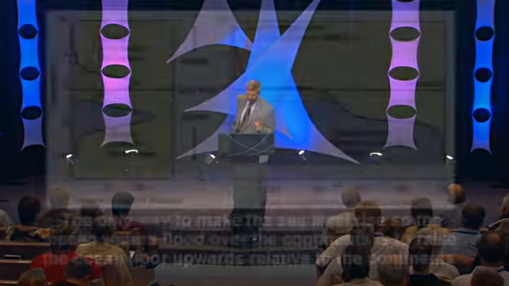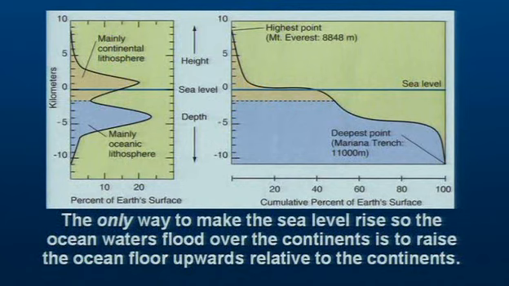Which came first? Well, here's the answer. The only way to make the sea level rise so the ocean waters flood the continents is to raise the ocean floor upwards relative to the continents. So if the ocean floor rises, the ocean water will also rise and come up onto the continents. Okay, so how do we raise the ocean floor? You can't do it slow and gradually, you have to do it catastrophically. And there's the answer to the puzzle, to the generation of Noah's flood.